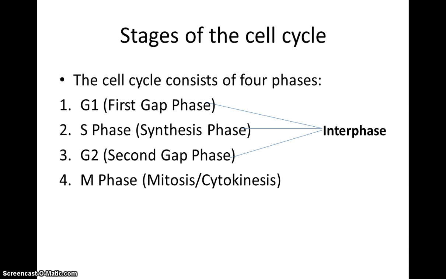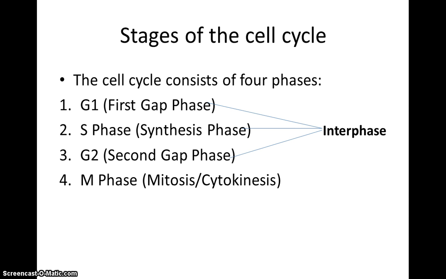So our cell cycle itself is going to be divided into 4 phases. The first is called G1, or a gap phase. It's the first one because it's G1. And the next one is called the S phase, or the synthesis phase. This is going to be where DNA is synthesized. G2 is next. It's the second gap phase. And finally, you have the M phase, which is mitosis and cytokinesis. And we're going to go through each of these individually.